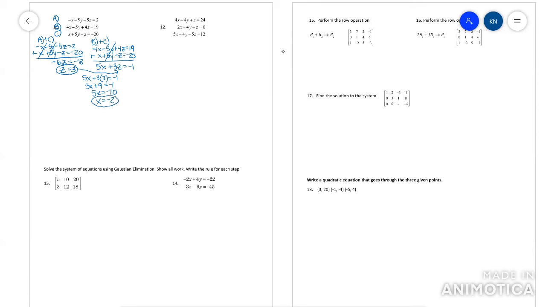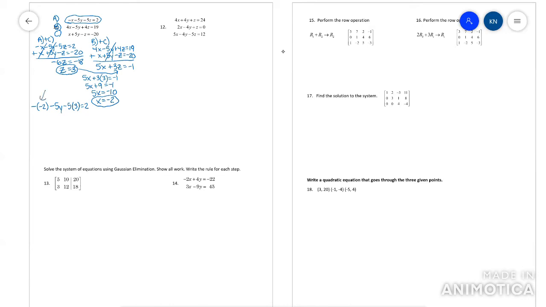And once I know two letters, I can go back to any of these original equations and plug in the letters I know and go solve for the one I don't. So here's what I mean. Then just go solve that.